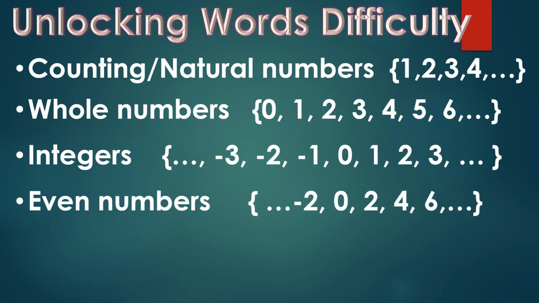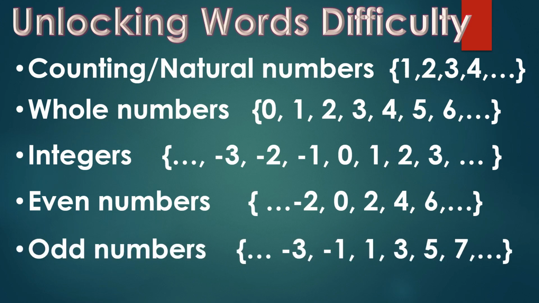Even numbers. These are integers that can be divided exactly by 2. Examples are -2, 0, 2, 4, 6, and so on. Odd numbers. These are integers that cannot be divided exactly by 2. Examples are -3, -1, 1, 3, 5, 7, and so on.